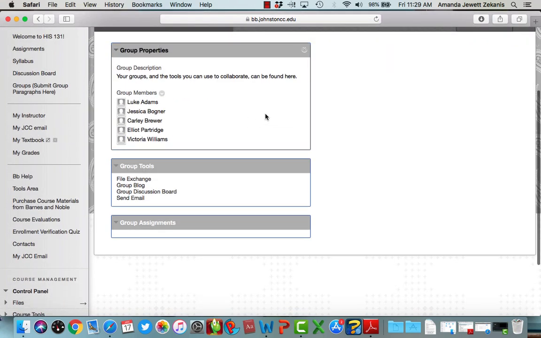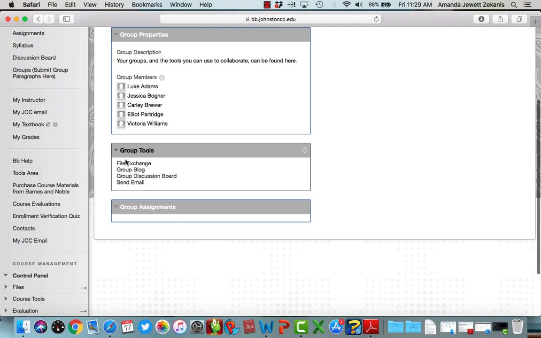If you go into the group, it has the members in the group, and these are the tools you have available to use in the group. You can create a discussion board to send drafts back and forth, or add sentences, or maybe offer edits to someone else's sentences. You can do a file exchange. You can send emails to one another to meet up if you want to meet up and work on it.